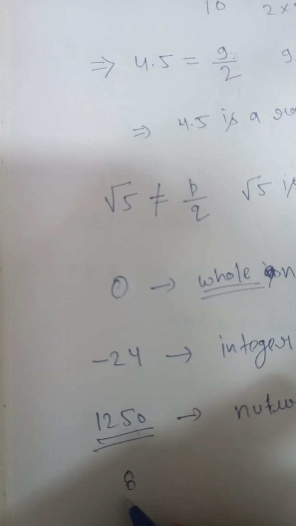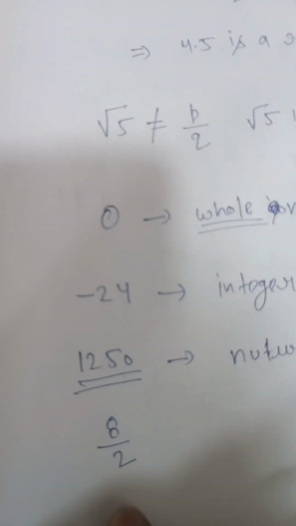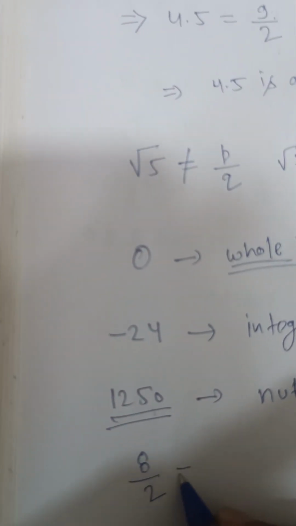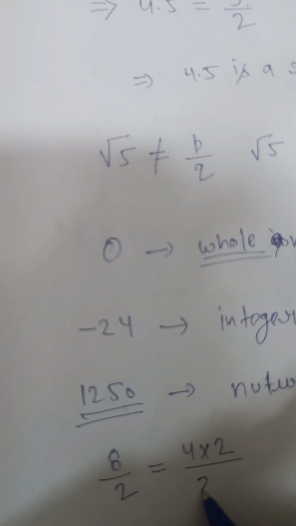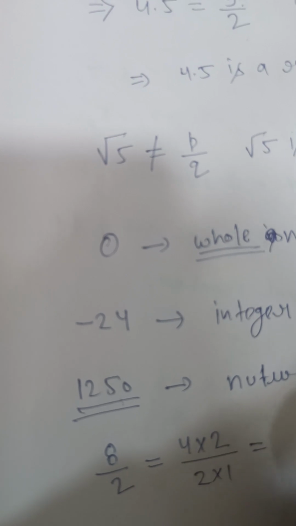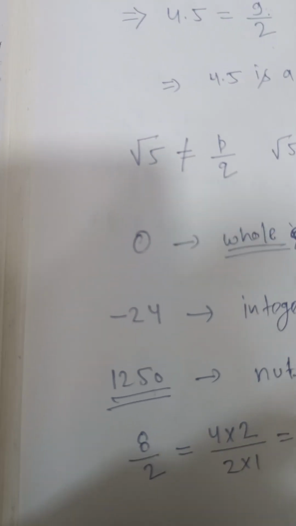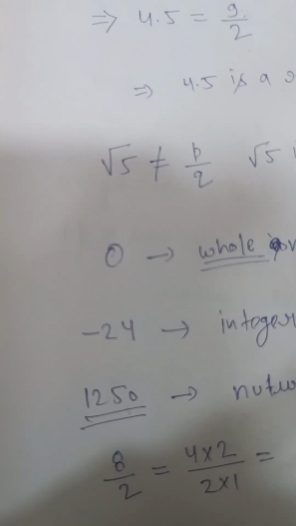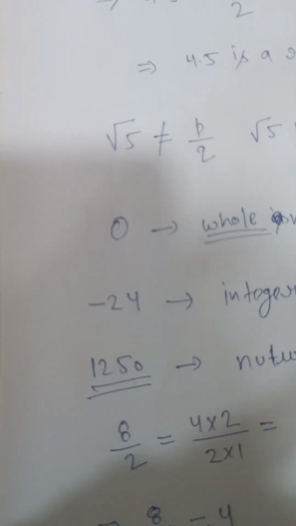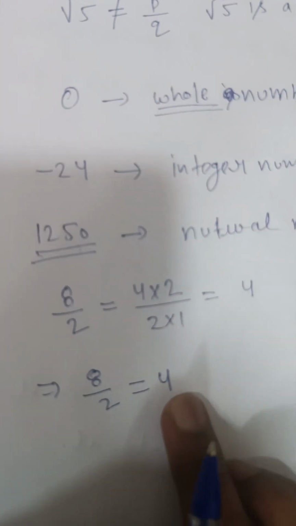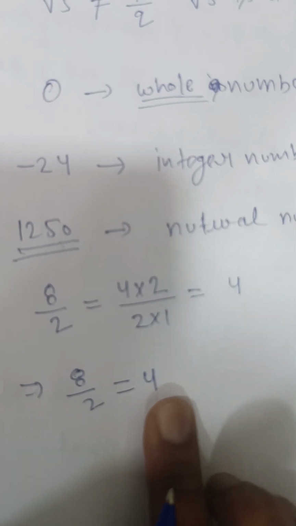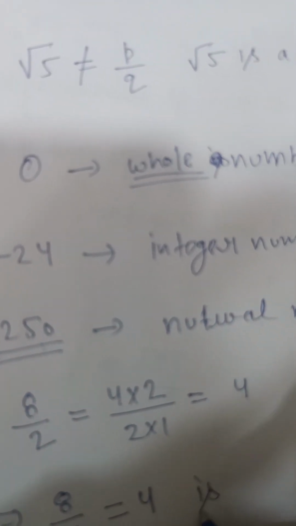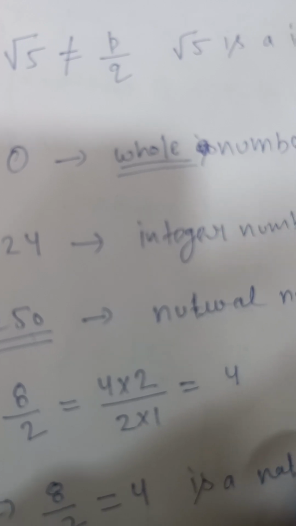Now 8 divided by 2. If you cancel out the common factor from numerator and denominator, you will get 4. So 8 by 2 is equal to 4. So this 4 is what? This 4 is a natural number first, because in the set of natural numbers 4 will come. So it is a natural number.